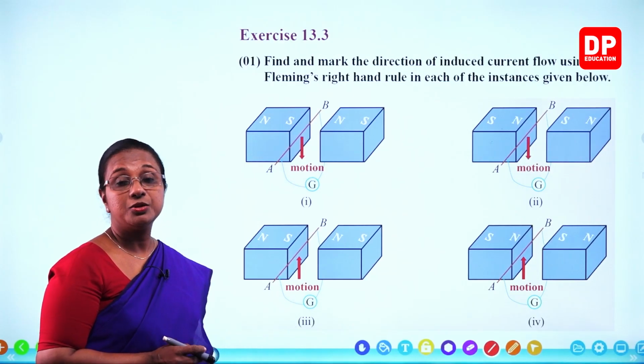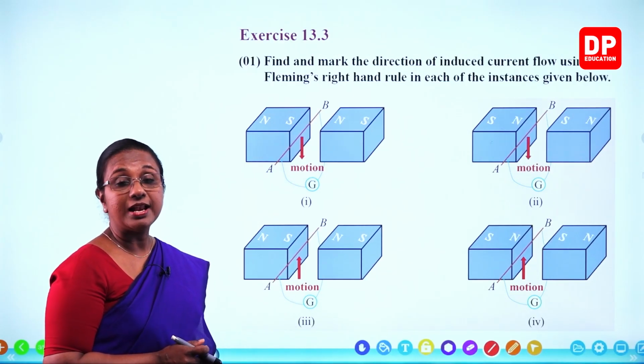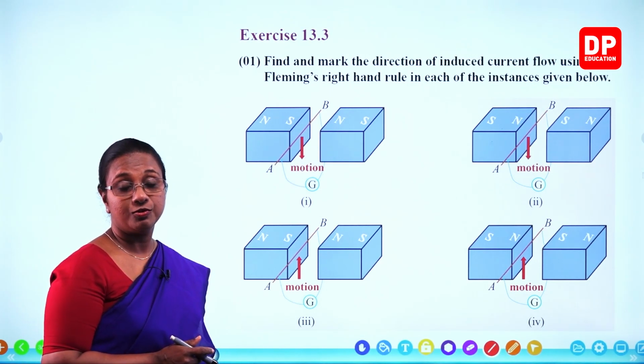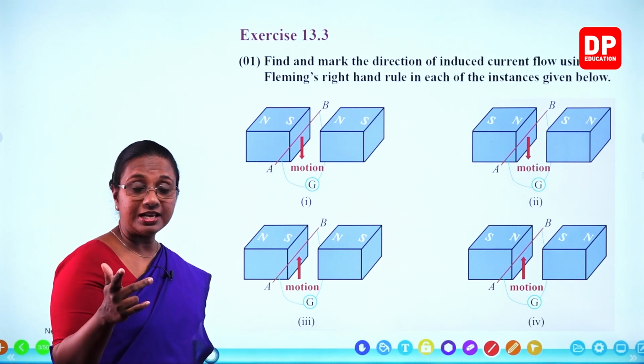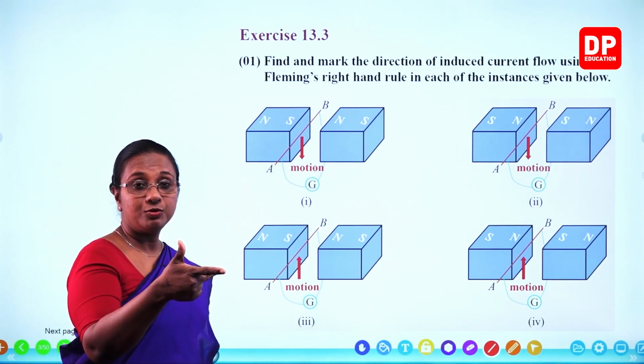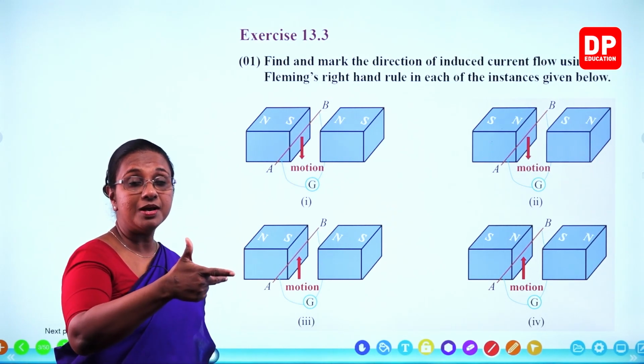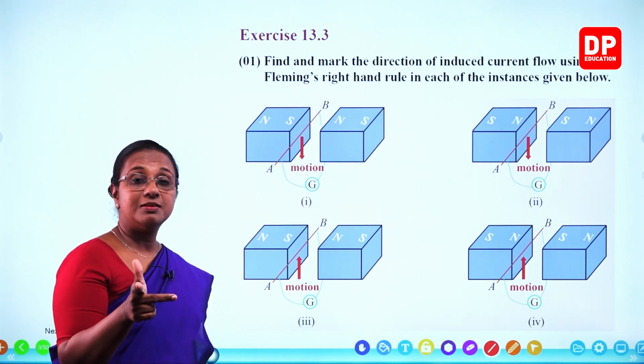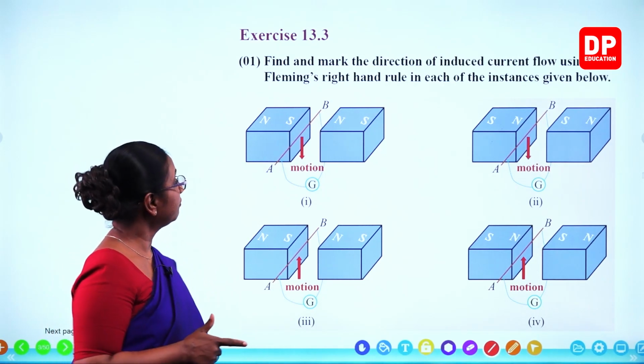Then of course you can identify or determine the direction of the current flow. How do we do that? We use the right hand. The three fingers have to be perpendicular. Thumb, direction of motion. First finger, magnetic field. The middle finger, the direction of current flow.